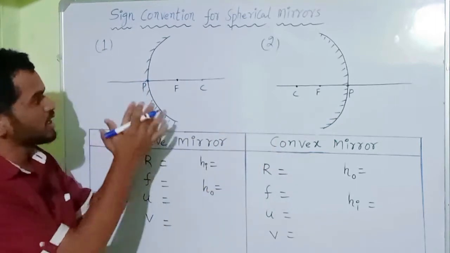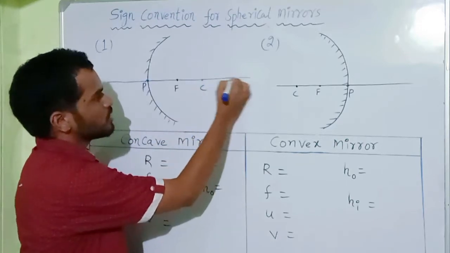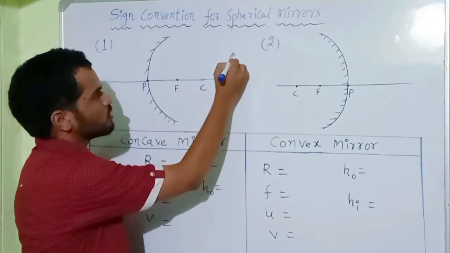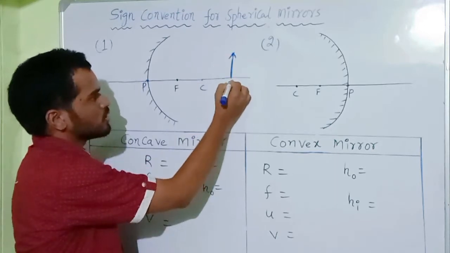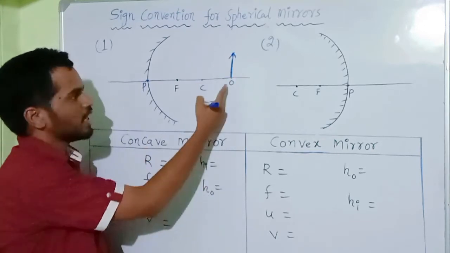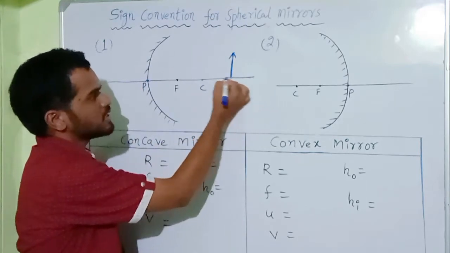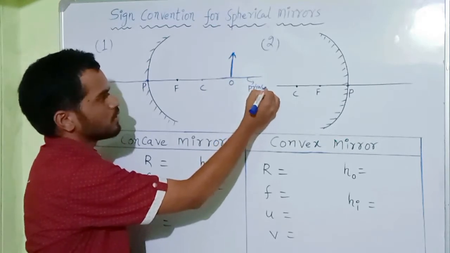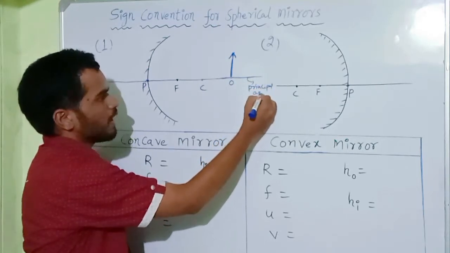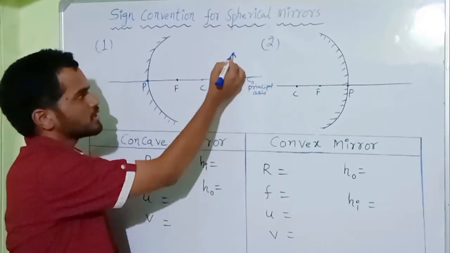So for the sign convention, we have to take an object here. Let us suppose this is the object, the candle. We have taken an object on the axis. This is the principal axis. We know that this is the principal axis, and the object is generally taken on the principal axis.